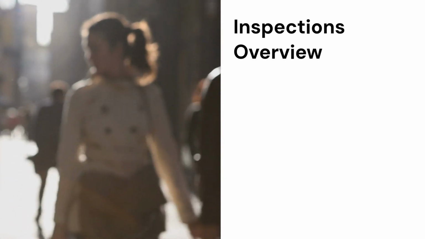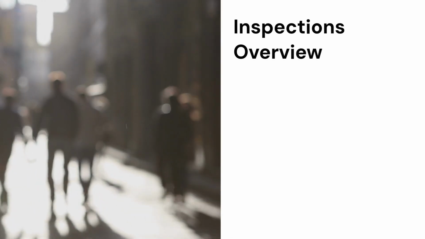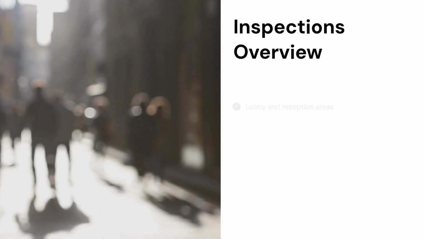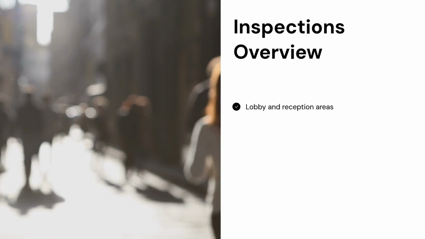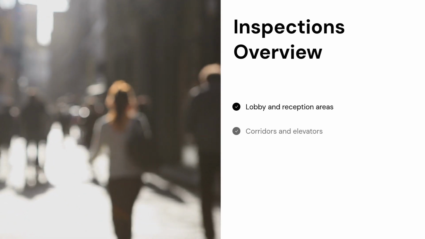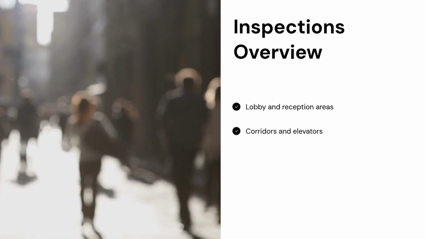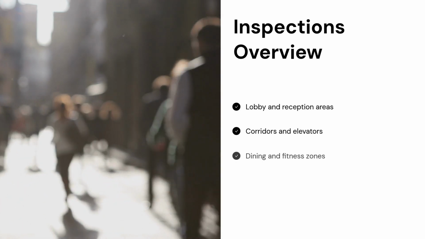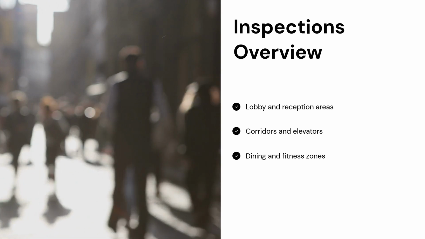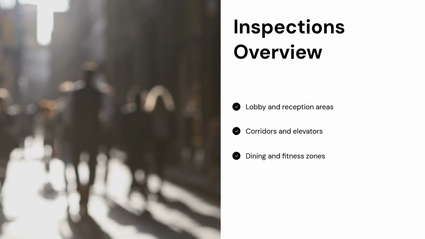Inspections cover all public-facing spaces to maintain exceptional standards. The lobby and reception areas are checked for cleanliness and order. Corridors, elevators, and public restrooms are inspected for sanitation. Dining areas and fitness zones are evaluated for hygiene. Outdoor spaces like parking and gardens are also included.